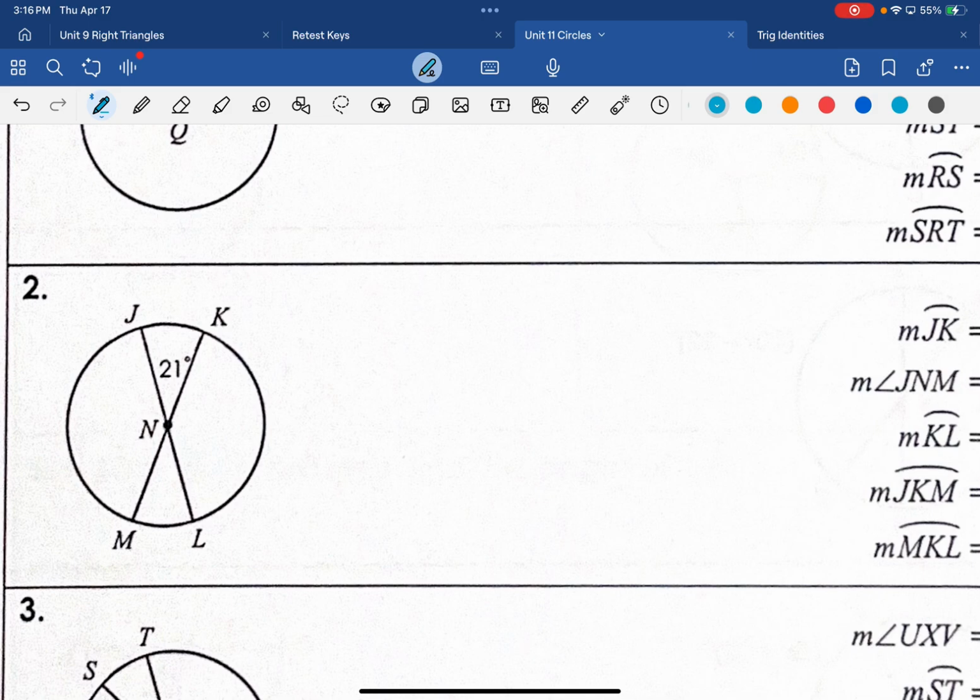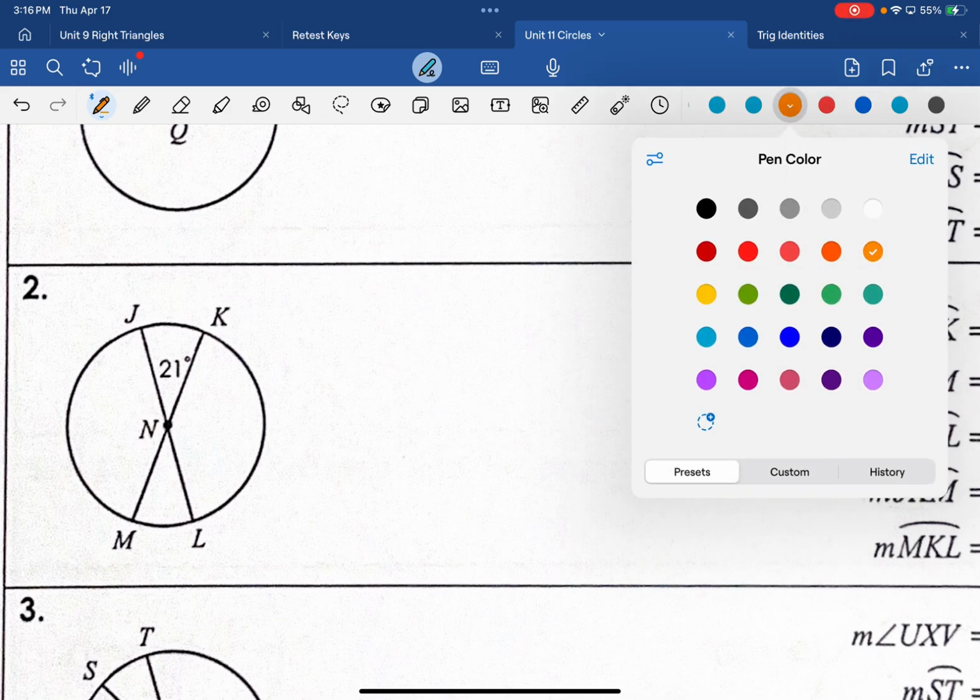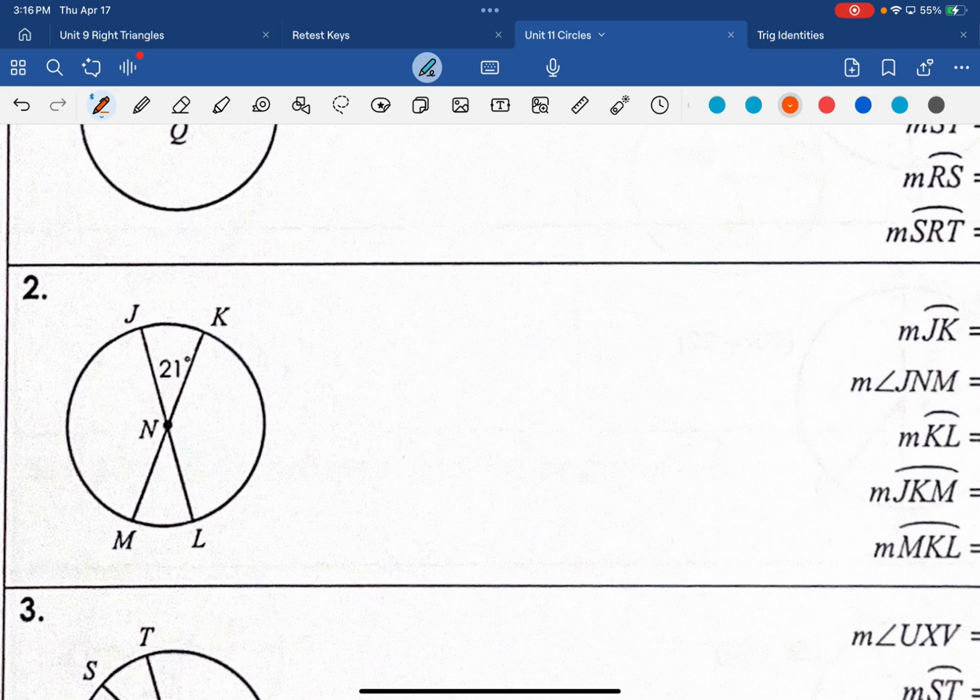But before we do anything, I want y'all to look up here. You don't have to start working on number 2, but look up here and see what you need to be careful about. So on number 2, what type of lines are going through this? Diameters, right? So even though I have one angle, I know that JL is a diameter. So what does a diameter do? We just wrote it down. It cuts it in half. So from J all the way to L, what is that right there? 180 degrees. So we should know that, okay?